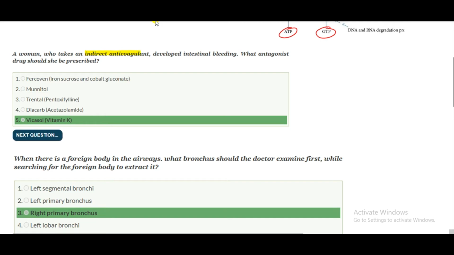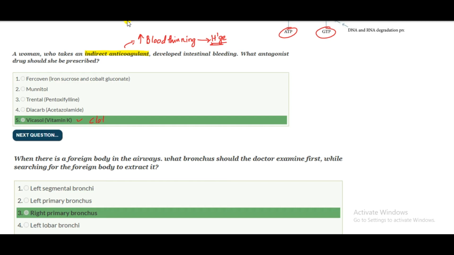Okay. A woman who takes an indirect anticoagulant. Anti means against, coagulant means clotting, right? So what happened here? The blood thinning increases, which means that there is a chance for hemorrhage. That's why they say that she developed intestinal bleeding.